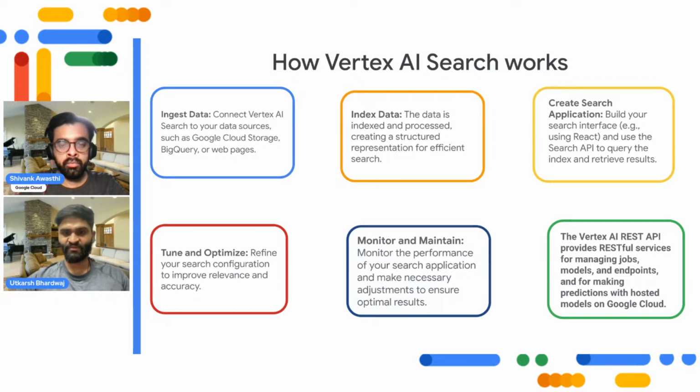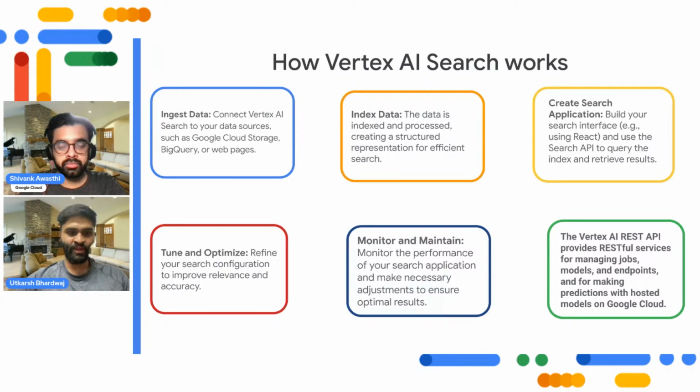Then the next step is creating your search application. Build your search interface, for example using React, or you can use Flutter or any other front end framework of your choice, and use the search API to query the index and retrieve results. This actually gives you n number of possibilities because you can leverage its API and build a custom front end based on your branding guidelines or based on your preferred UI UX.